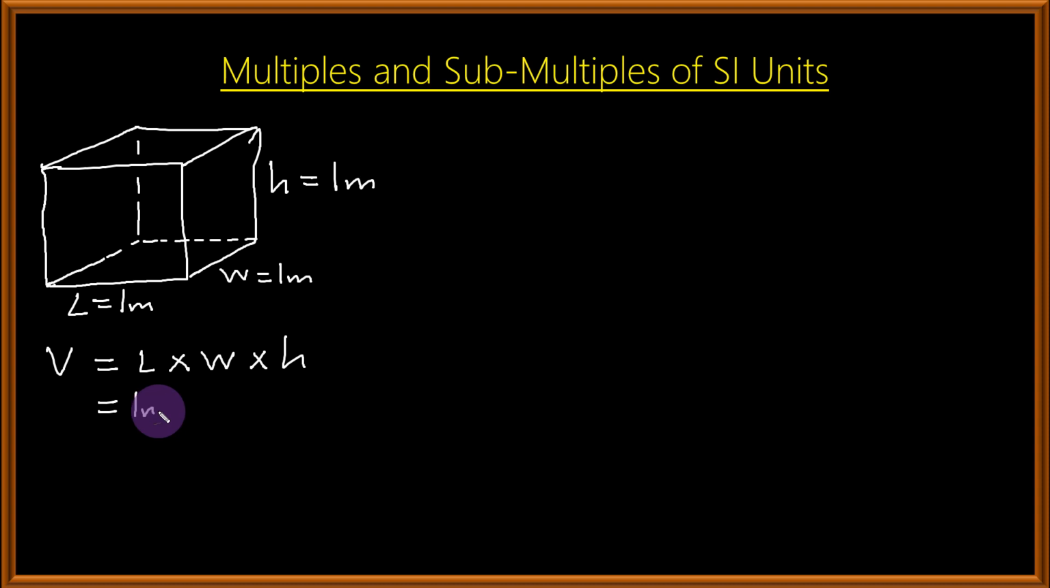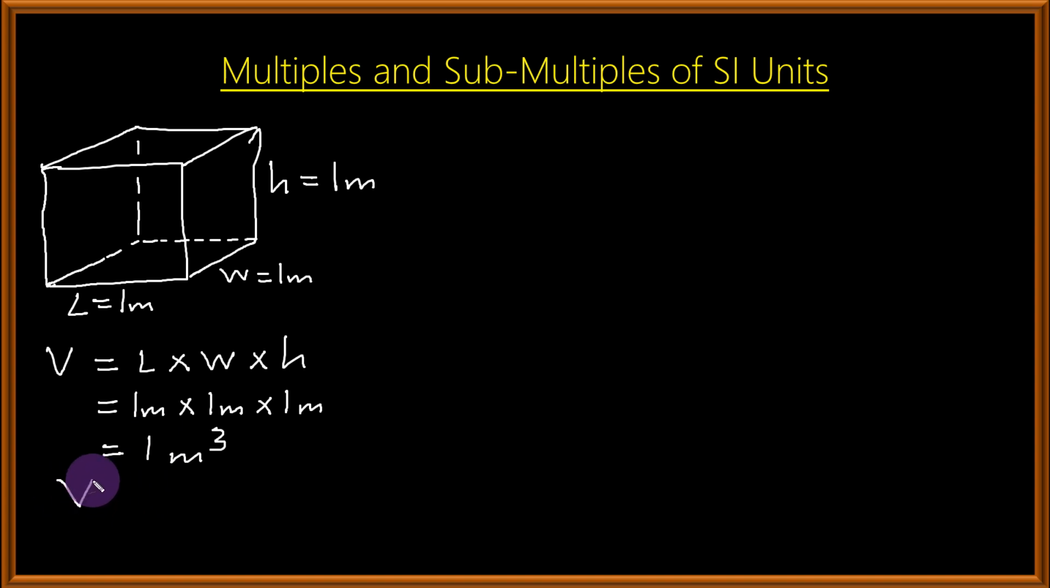Now the length is 1 meter. The width is another 1 meter. And the height is 1 meter. 1 times 1 times 1 gives me 1. Meters times meters times meters gives me cubic meters or meters cubed. This is m raised to power 3, meaning meters times meters times meters, 3 times.